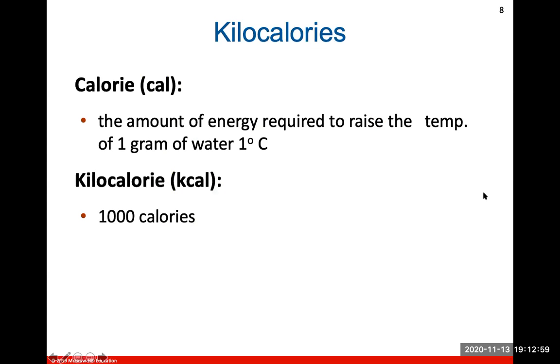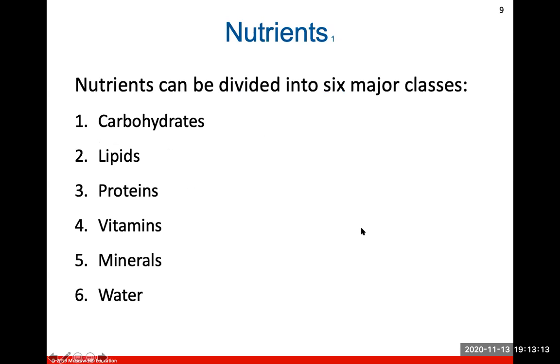dairy. So we'll talk about kilocalories. A calorie describes the amount of energy required to raise the temperature of 1 gram of water 1 degree Celsius, and a kilocalorie is equal to 1,000 calories. Nutrients can be divided into 6 major classes, and we'll go over those 6 classes that you can see there right now.